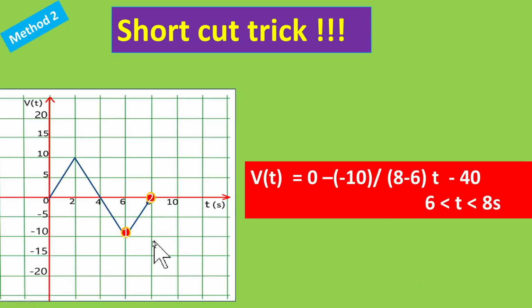So we got it. Now moving on to the second segment, right? So for the second segment, now moving on to the third segment. So the third segment is from this first point to the second point. Actually here it is 6 comma minus 10, and here it is 8 comma 0. So we need to travel towards the left side, like this we need to travel. Okay, so from 8 you travel minus 2 seconds, right?